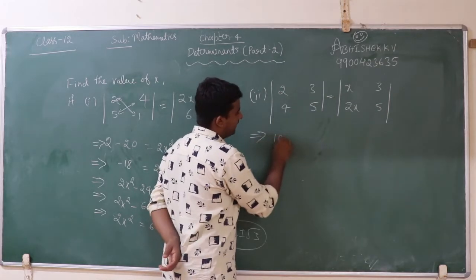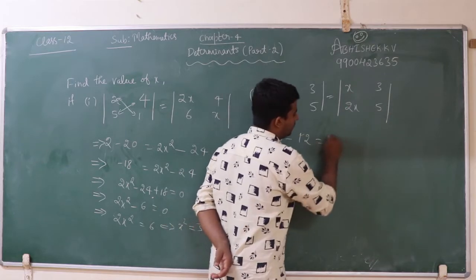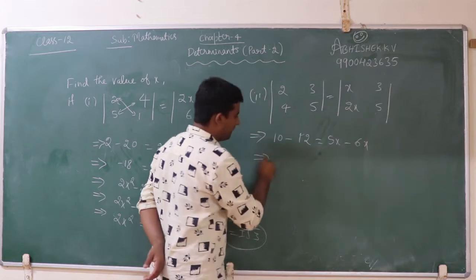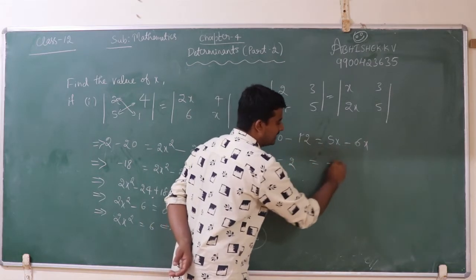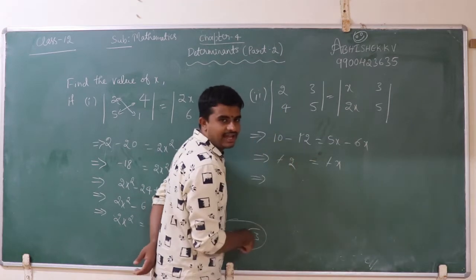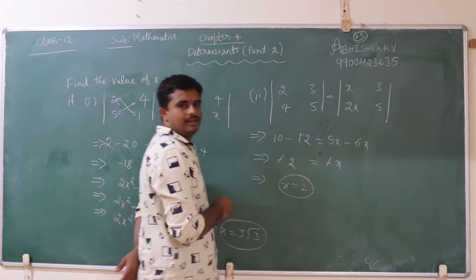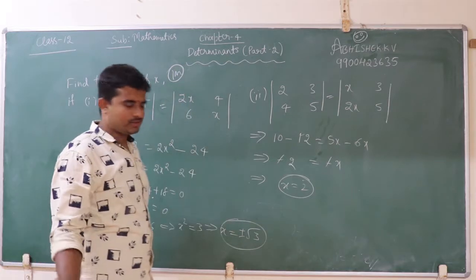2 5s are 10 minus 4 3s are 12, this is equal to 5 into x, 5x, minus 3 into 2x, 6x. This implies 10 minus 12 is equal to 5x minus 6x, which is minus x. Minus will cancel from both sides. Then x is equal to 2. Very simple. The examiner likes to ask these types of questions for 1 mark. Please note down.